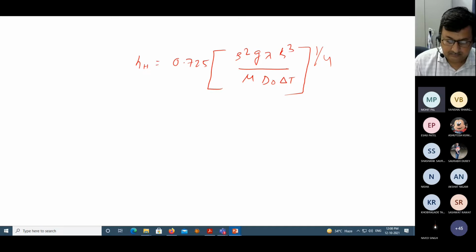D0 is the outer diameter. It is also given as 12.5 millimeters. So D0 is given. What is the number of pipes here? You have an N here also, right? How many pipes are there? 100, sir. A bundle of 100 tubes, right?